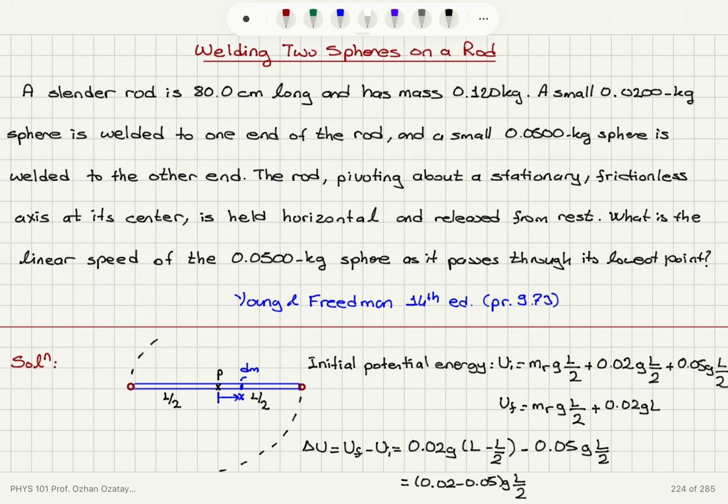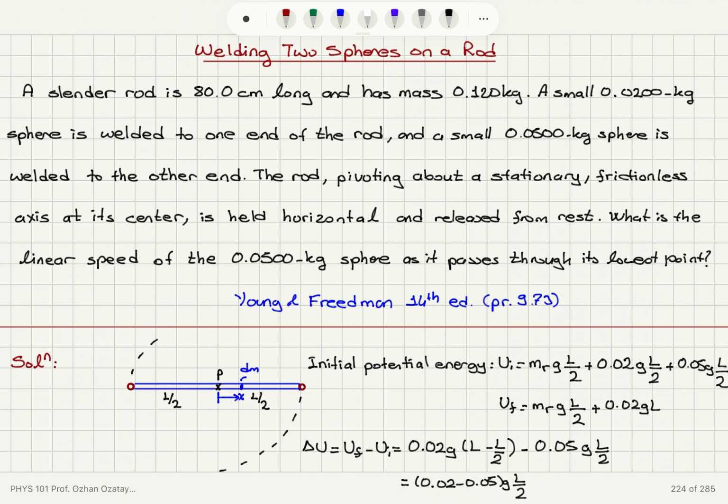Okay, so we have a rod 80 centimeters long, 0.12 kilograms. There are two spheres on the two ends. One is 0.05 kilogram, the other one is 0.02 kilogram. They're welded onto the rod. The rod is pivoting about a frictionless axis at its center. It is held horizontal and then released from rest so that it's going to start rotating like this. We want to know the linear speed of the 0.05 kilogram mass as it passes through the lowest point.